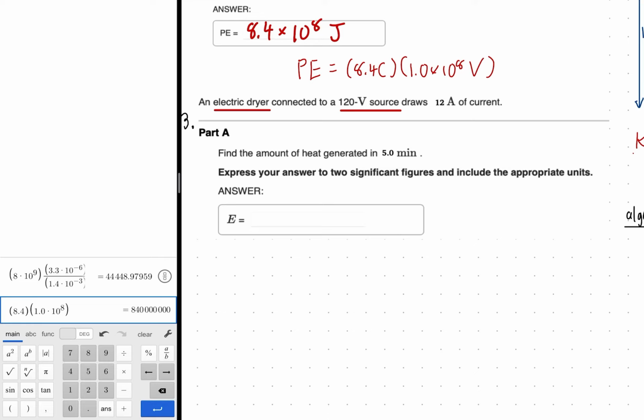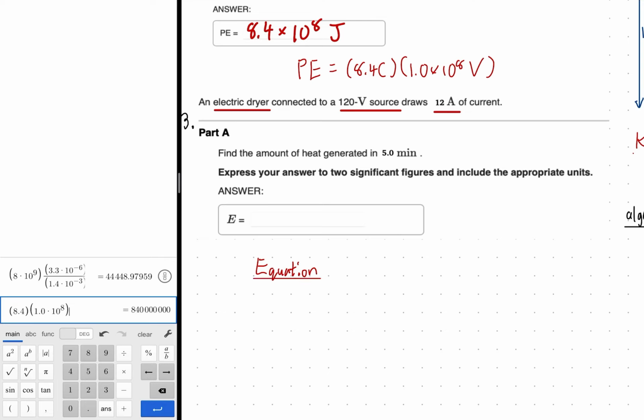Now, what else do we have? We actually have a value of current. Now, what is current? Well, current is coulombs per second. So it's a rate of flow of charge. It's how much charge there is per second. I had to pause and make sure I wasn't going to call it coulombs per meter, because it's not a rate of distance. It's a rate of time.